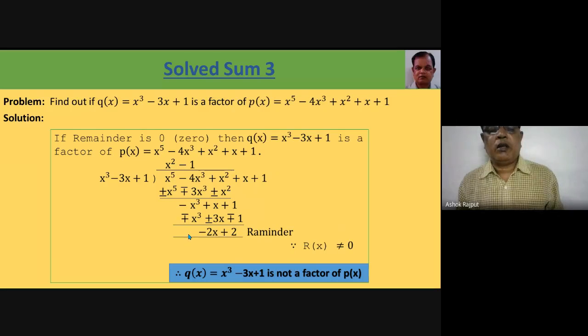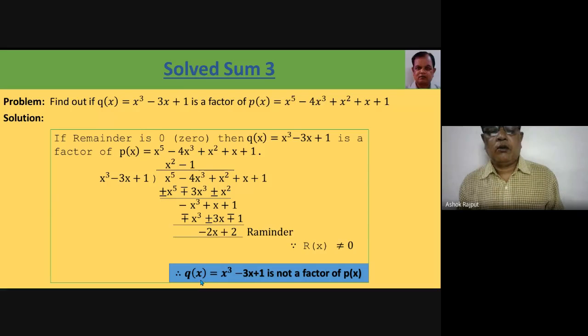Now it is the remainder. Why is it the remainder? Because its power is smaller than the divisor. Now it is not possible to cancel it in the next step. So the remainder is this. Okay, but he is saying find out. It means you will check it. So the remainder is not 0.